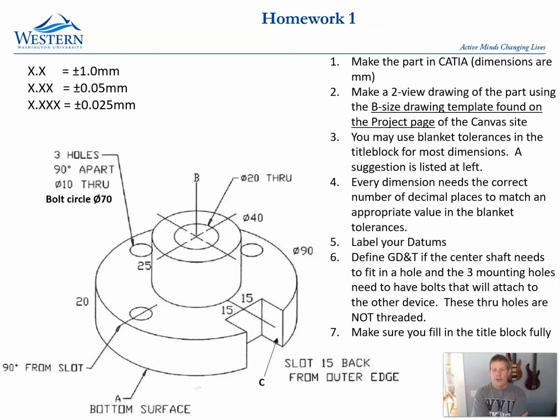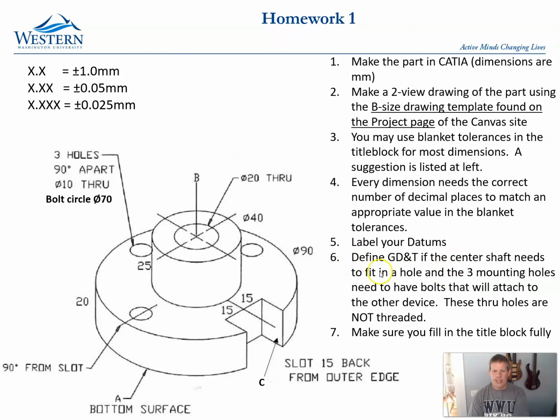You need every dimension to be the correct number of decimal places. So notice on here, there are no decimal places on everything. So you're going to have to use engineering intuition to figure out what those decimal places make sense. If you have something like this outer diameter, so this outer diameter is 90 millimeters, would that really matter? Probably not very much. It's not fitting into anything.